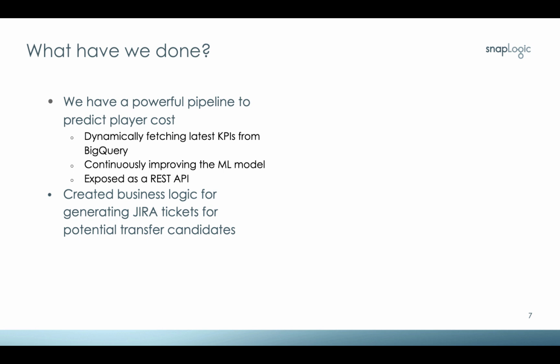In the second step, we looked at how we can reuse this existing logic and this existing pipeline to create a new business logic and potentially new revenue streams or new use cases for our business. In this particular case, what we wanted to do was to get a prediction result from our existing pipeline, and if that result came back as a player being overpriced or underpriced, if the player was underpriced, we wanted to create a Jira ticket in order to let people know that we should probably have a look at transferring this player into our fantasy Premier League team.